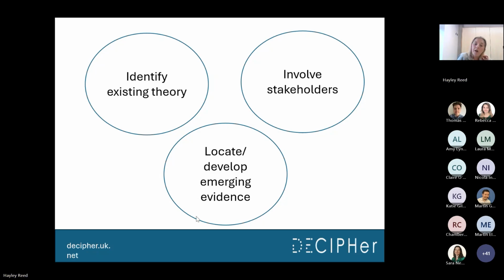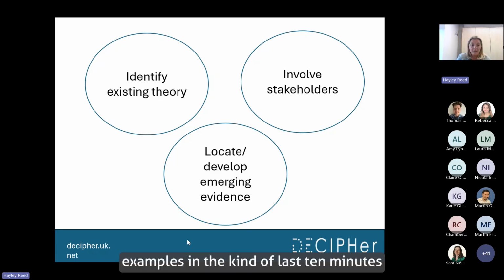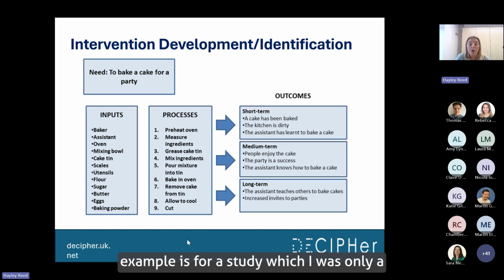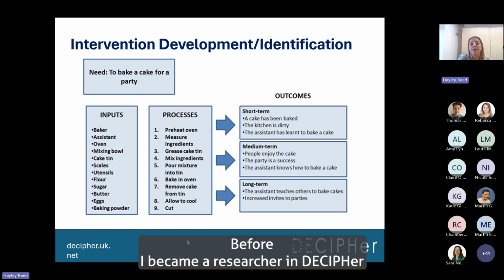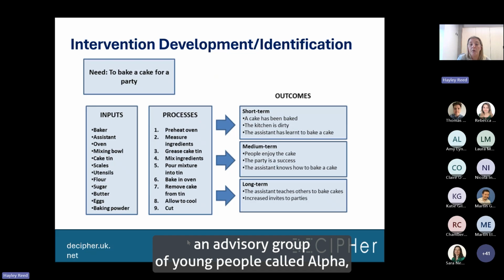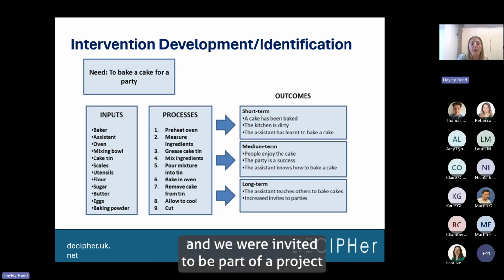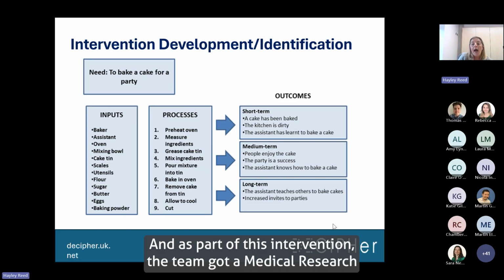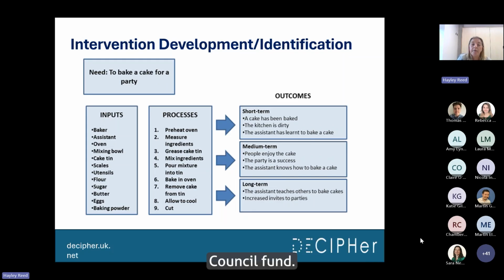So I'm just going to give a couple of examples, in the last 10 minutes, of where we've used logic modelling. My first example is for a study which I was only a small part of. Before I became a researcher in Decipher, I was the Involving Young People Research Officer, and I ran an advisory group of young people called Alpha. We were invited to be part of a project about sexual health and positive relationships in further education. It's called SAFE.